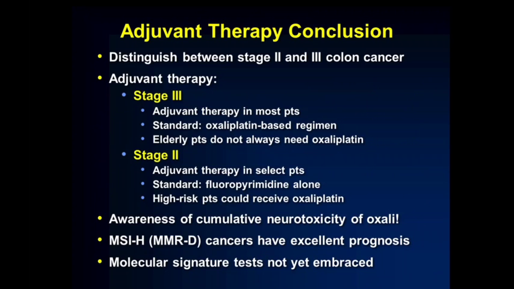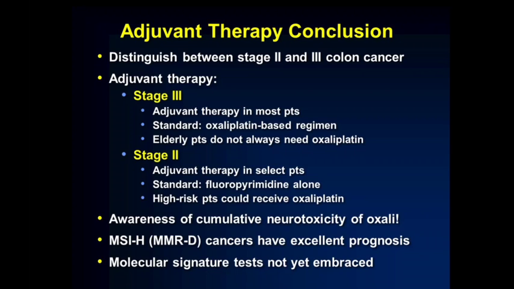So in conclusion, as it relates to adjuvant therapy, again, distinguish between stage 2 and 3. Stage 3 disease, adjuvant therapy is going to be standard in almost all patients. Oxaliplatin-based therapy is the standard. However, there are exceptions to every rule, and elderly patients or patients with multiple comorbidities may not benefit from oxaliplatin.